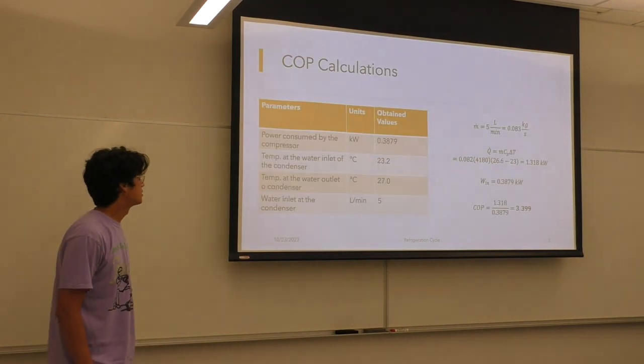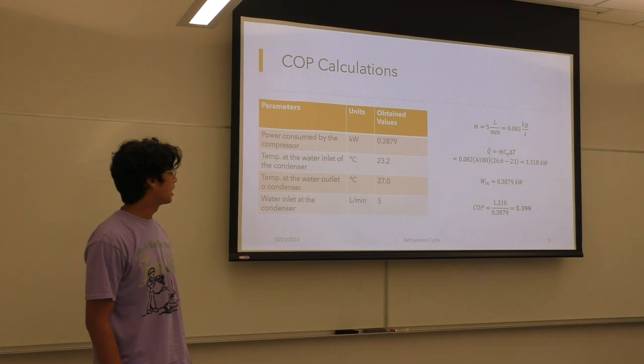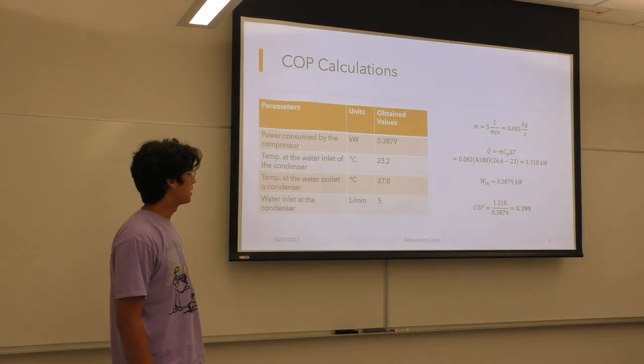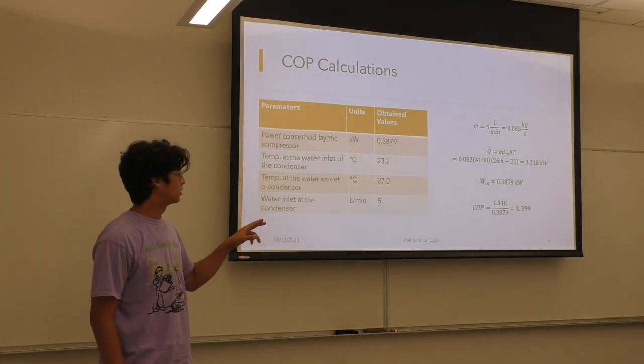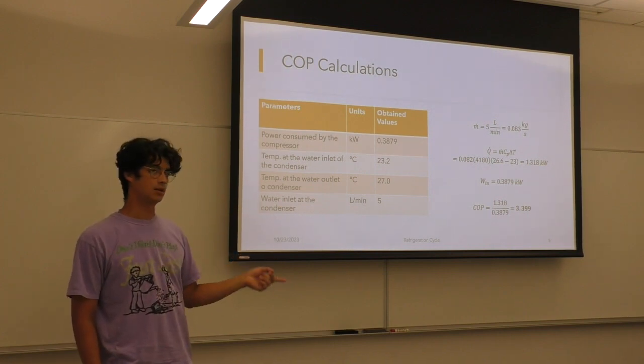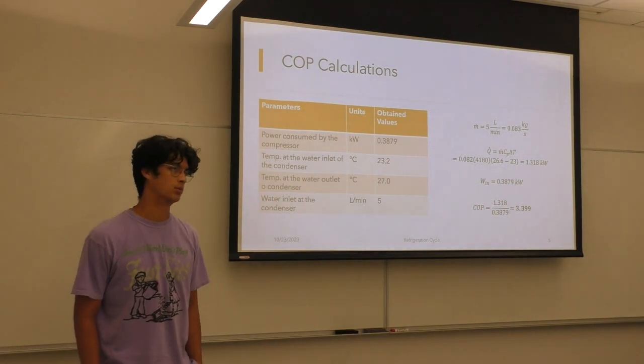For the coefficient of performance calculations, you had to change your flow rate into kilograms per second, and then using that you can calculate your output power. Comparing that to your input power, which is found from one of the sensors on the system, you find that your coefficient of performance is around 3.4.